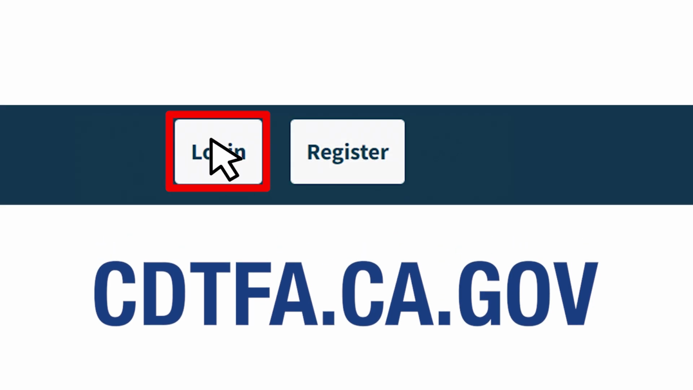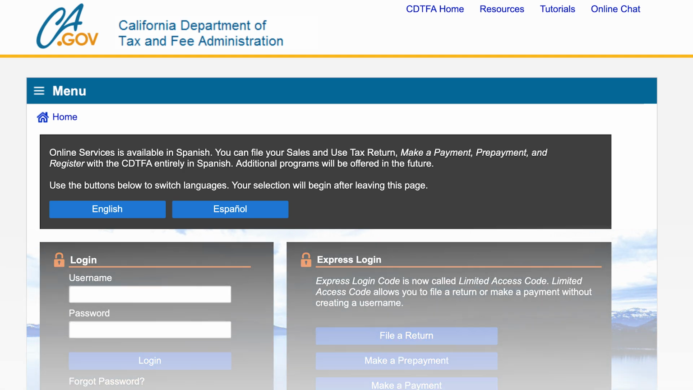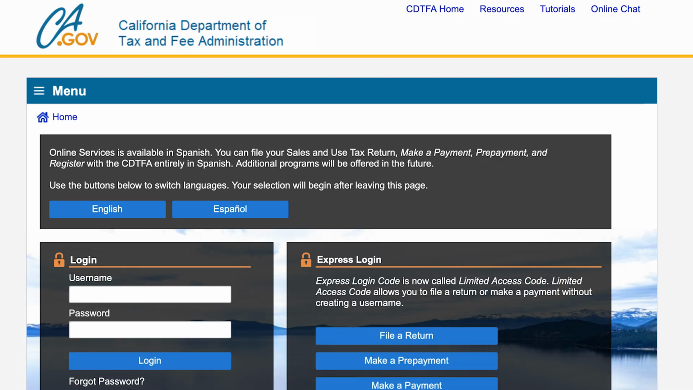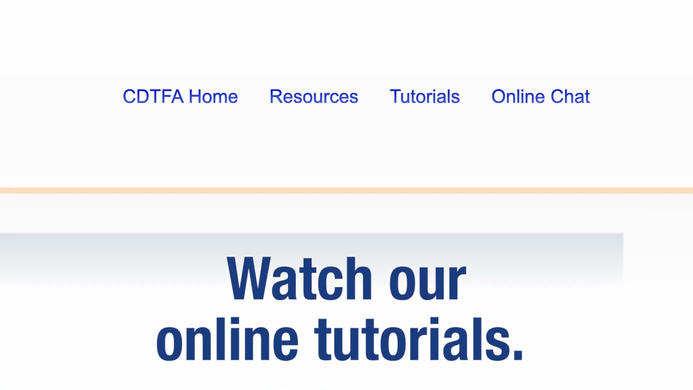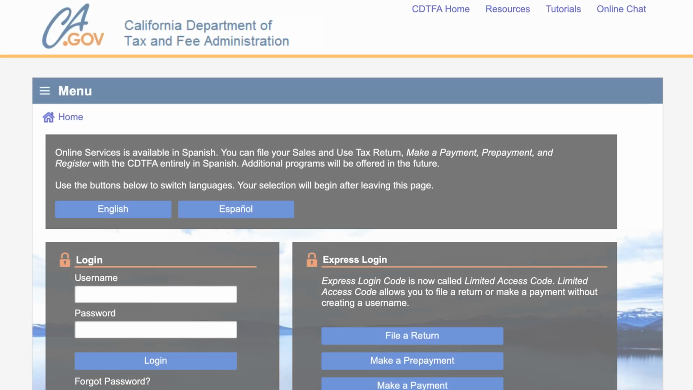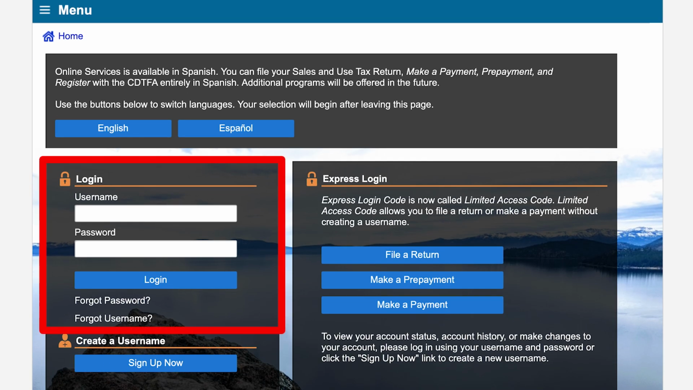cdtfa.ca.gov, and at the top, click on Login. That will take you to the Online Services Login page. You must log in with a username and password. For assistance with creating a username and password, please watch our tutorials online. On the CDTFA Online Services Login page, we will enter our username and password.